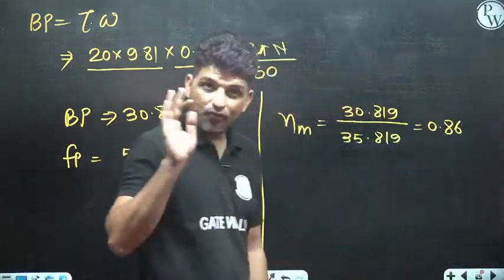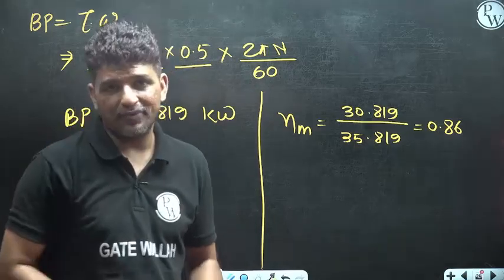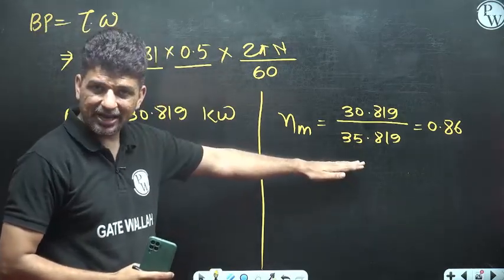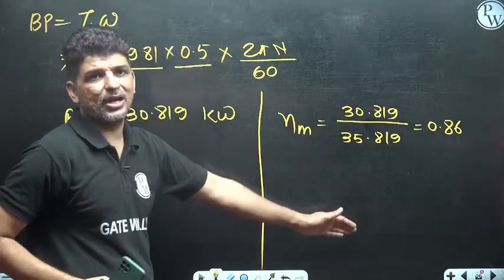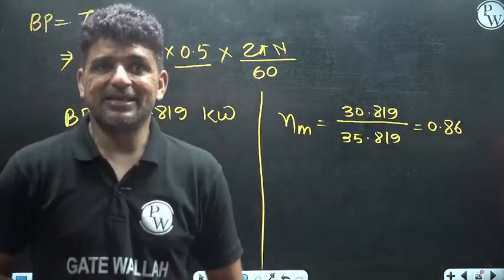I hope you got the answer to this question. This was a very easy question. The only thing is you should have understood what you have to calculate. You have to calculate the brake power first, then mechanical efficiency, and then brake specific fuel consumption. Is it clear to everyone?